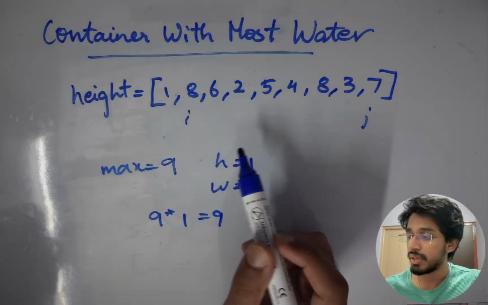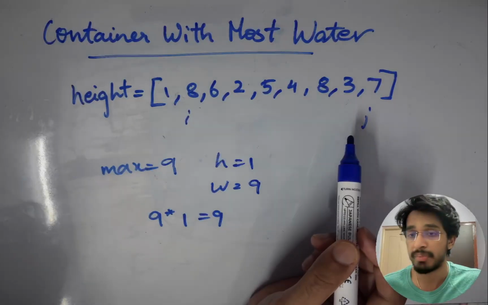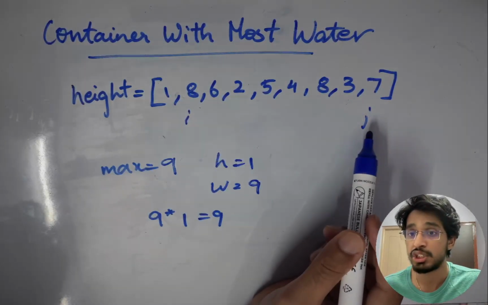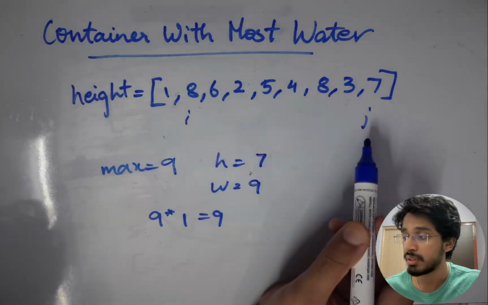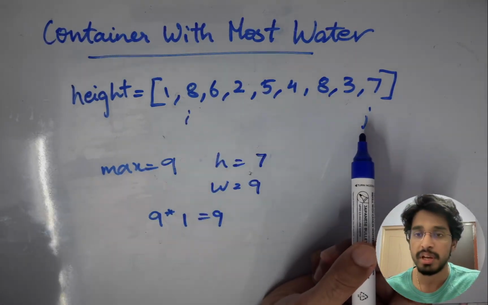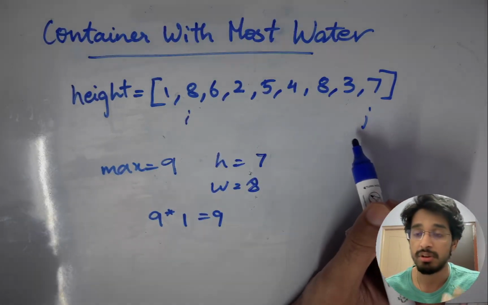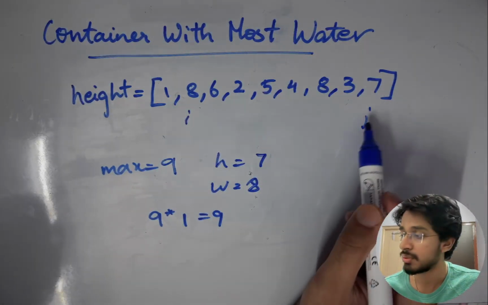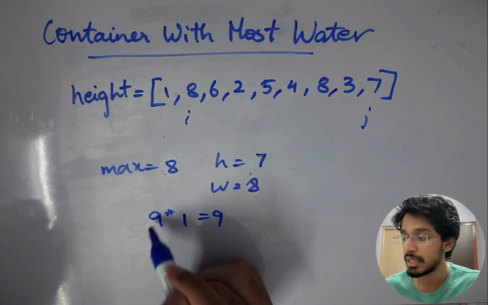Okay, so now we again keep doing the same thing. We check the minimum value, that is j, which is 7. So the height becomes 7 this time. And what is the width? i is at the first index and j is at the 9th index. So 9 minus 1 is 8. Sorry, j is at the 8th index. I forgot that arrays are 0 based. So j is at the 8th index, so this max has to be 8 and not 9.